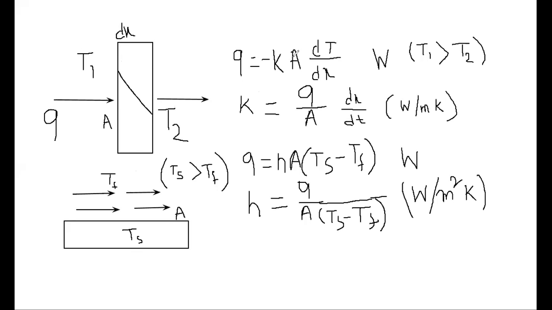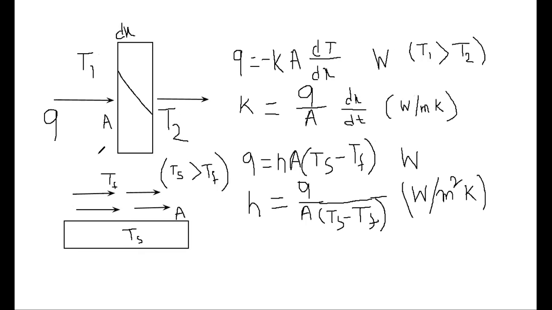So Q is equal to minus kA dT by dx, the flow from higher temperature to lower temperature. The unit of k is watt per meter degree Kelvin. Let's omit the minus sign. Minus is only the vector sign which represents the direction of heat flow from higher to lower temperature. Q is watt, area meter square, dx meter, temperature degree Kelvin, so meter will cancel out, giving watt per meter degree Kelvin.